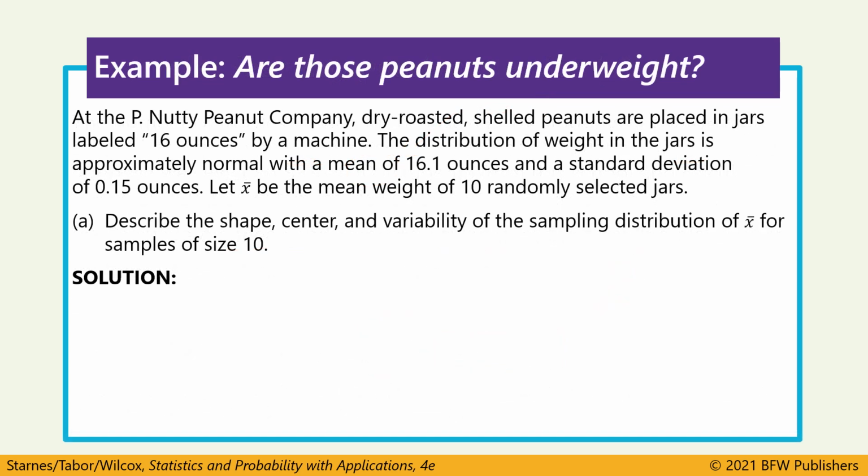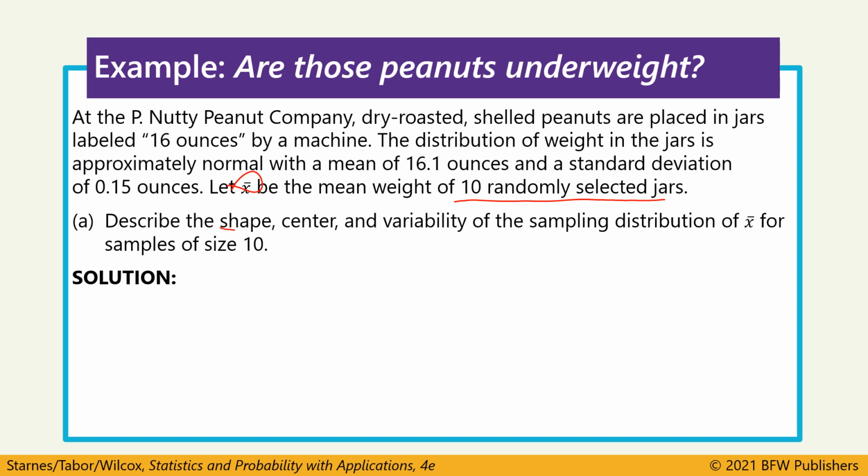At the P-Nutty Peanut Company, dry roasted peanuts are placed in jars labeled 16 ounces by a machine. The distribution of weight in the jars is approximately normal, with a mean of 16.1 ounces and a standard deviation of 0.15 ounces. X bar is going to represent the mean weight of 10 randomly selected jars. Let's describe the shape, center, and variability of the sampling distribution.